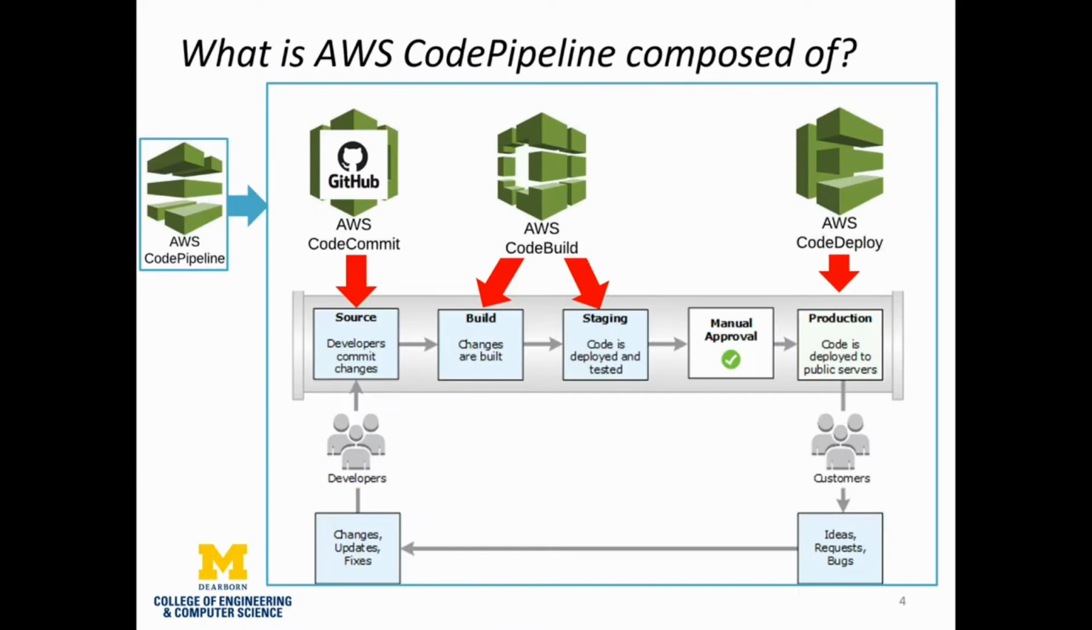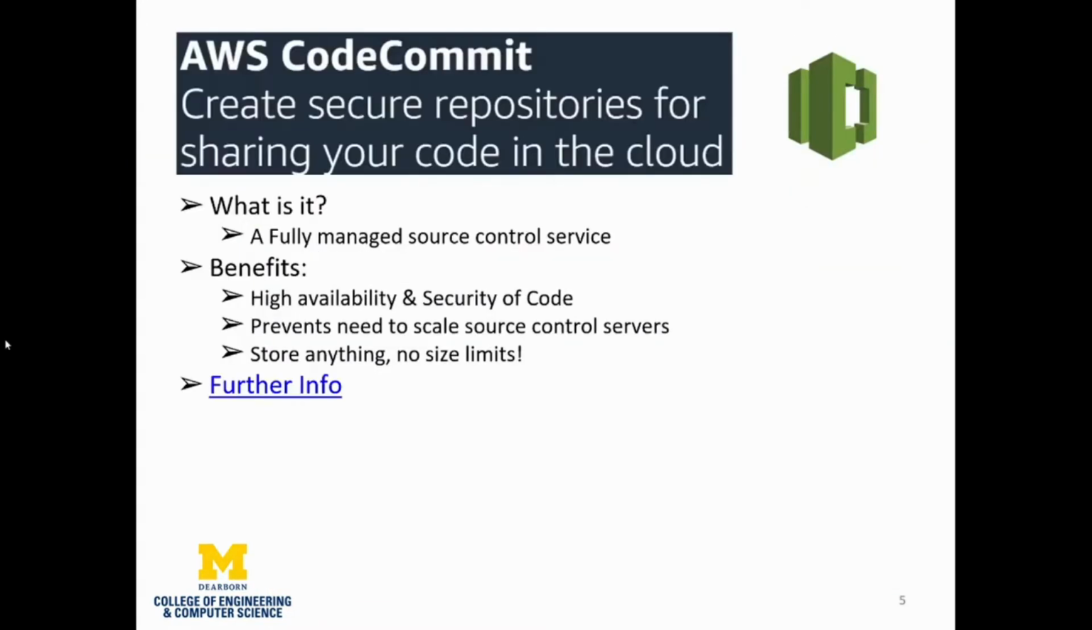So basically, we make a change in the source code and we commit that change, and then everything happens automatically after that. Build, staging, and production, everything happens automatically. And this entire process is called AWS CodePipeline. The AWS CodeCommit service is the first step inside of the CodePipeline service, and it creates a secure repository for sharing code in the cloud.